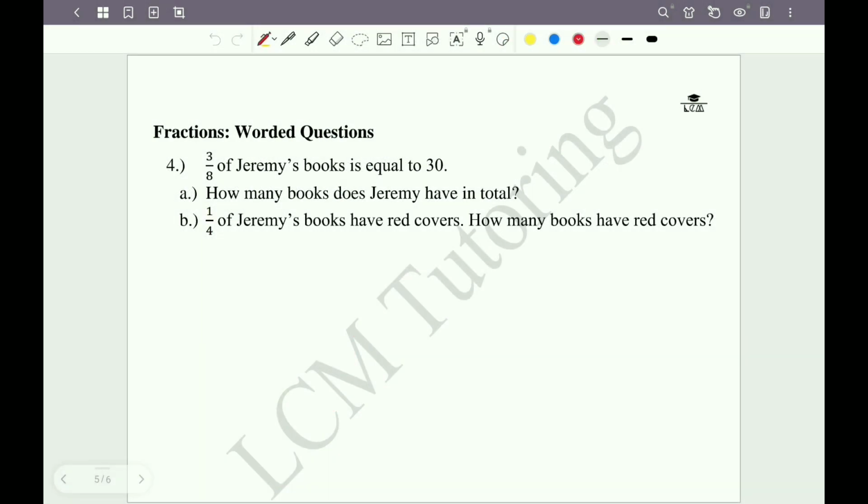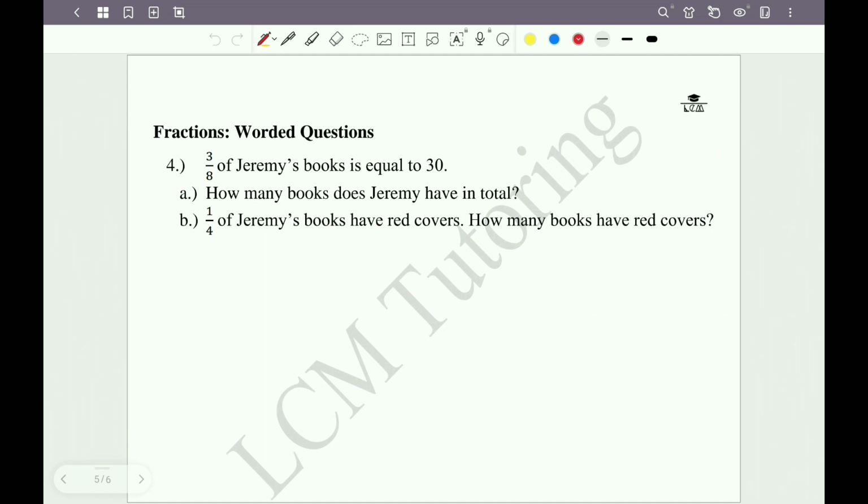Okay, so question 4 says 3/8 of Jeremy's books is equal to 30. A, how many books does Jeremy have in total? And B, 1/4 of Jeremy's books have red covers. So how many books have red covers?